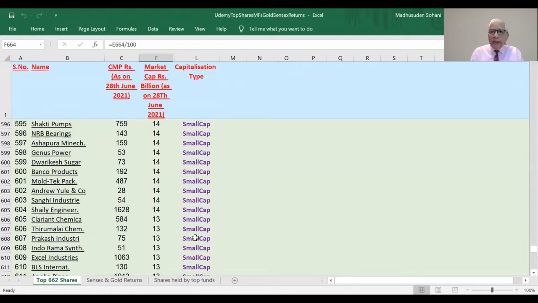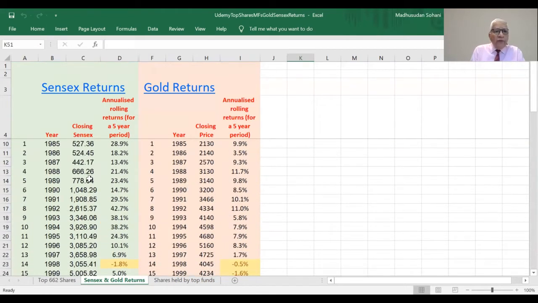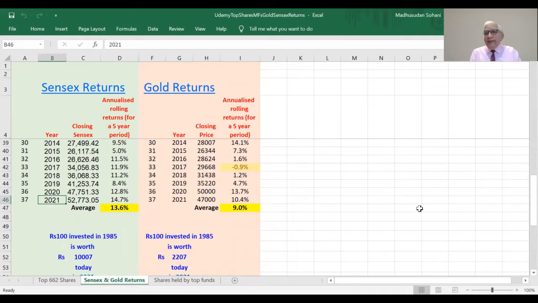Let's take a look at how the returns have been in the stock market. See here, I have tabulated two things: Sensex returns and gold returns. Gold is an alternative asset class of investment. Therefore, let's compare gold and Sensex. If you see the first year, which is 1985, from which the data has been collected, in fact, data exists for the previous 5 years also. Today, in 2021, the prices are kind of comparable.